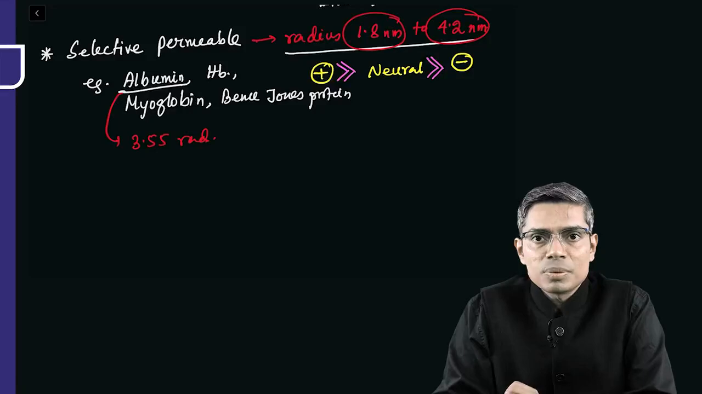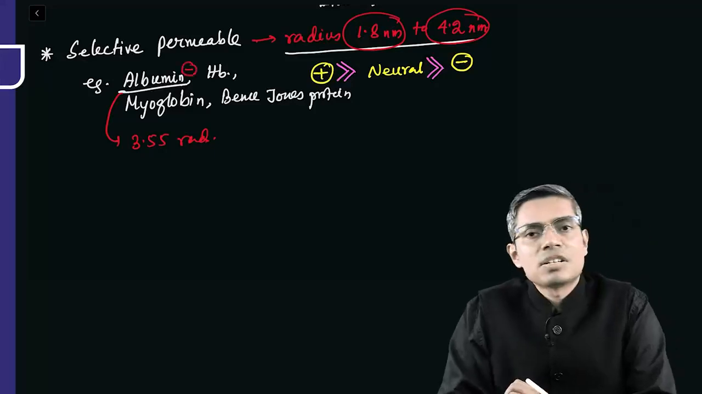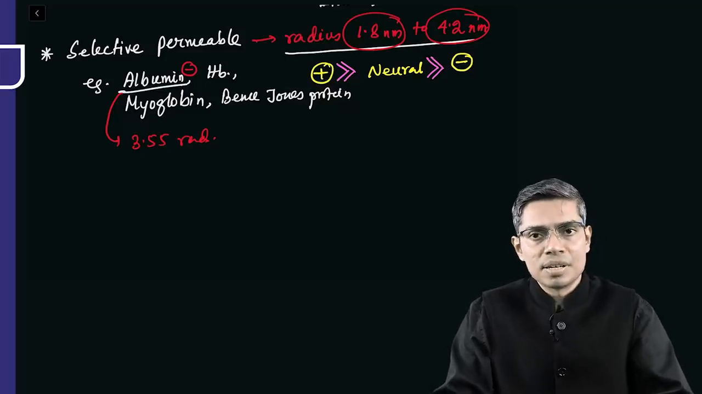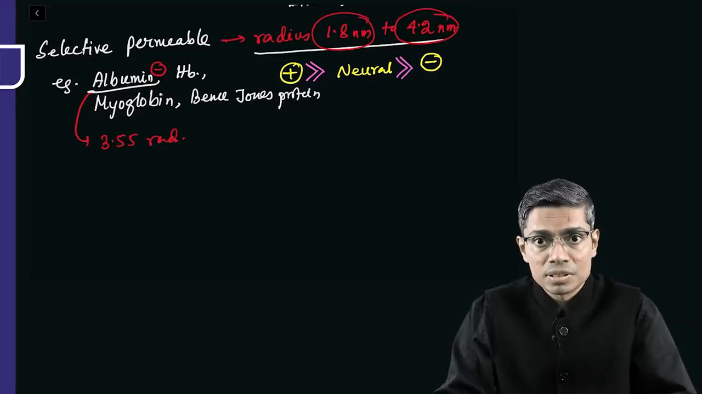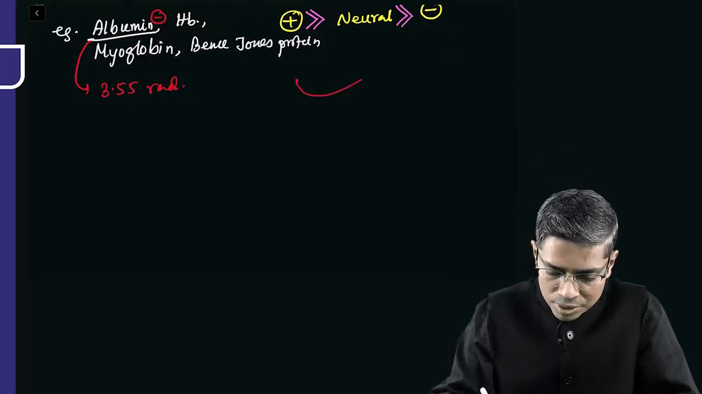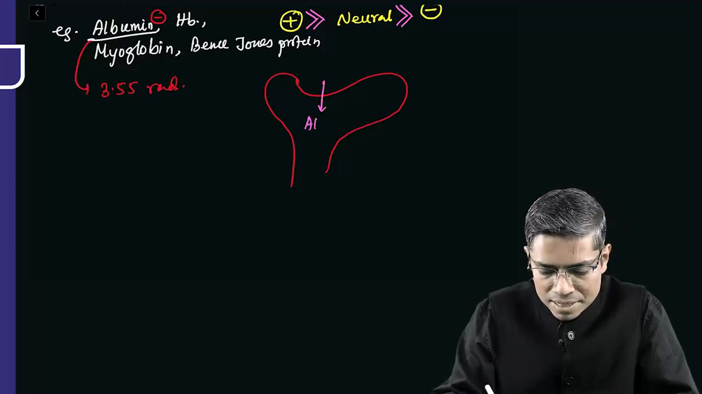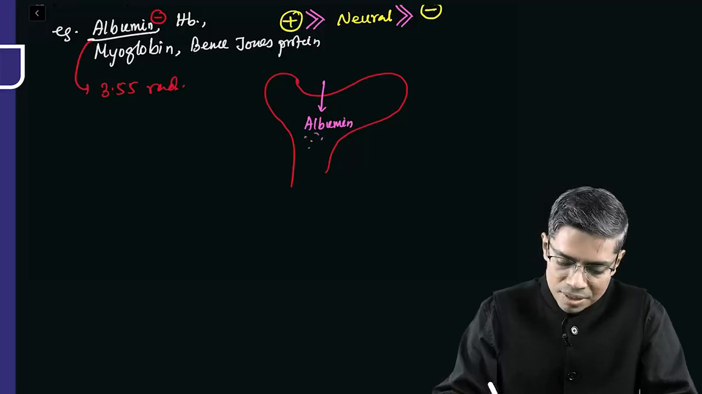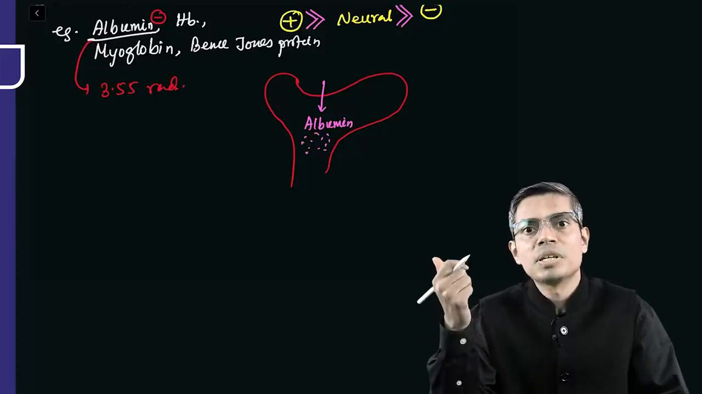But if you look at the charge of albumin at physiological pH, all of us know that albumin is negatively charged. So that's why the filtration of albumin at the glomerular filtration barrier is very less, but not nil. There will be a certain amount of albumin filtration even in a normal glomerulus. Suppose this is your Bowman's capsule, and albumin is getting filtered, but in a very small amount because of the negative charge on it.